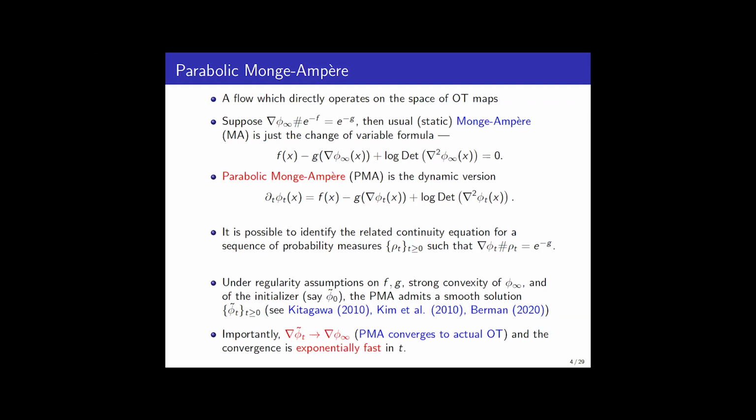Also, you can imagine that at every time t, this has an optimal transport structure, in the sense that it pushes forward the sequence of measures rho t to e power minus g. So gradient phi t is the optimal transport map that takes you from rho t to e power minus g. And it can also be shown that as t goes to infinity, these rho t's converge to e power minus f, which is the simple distribution. So gradient phi t accordingly converges to the transport map from e power minus f to e power minus g.